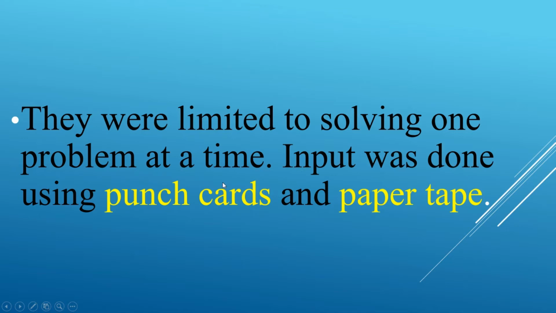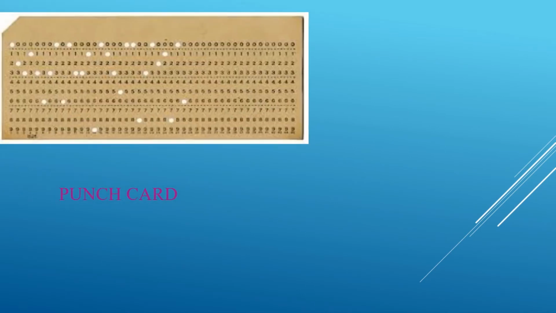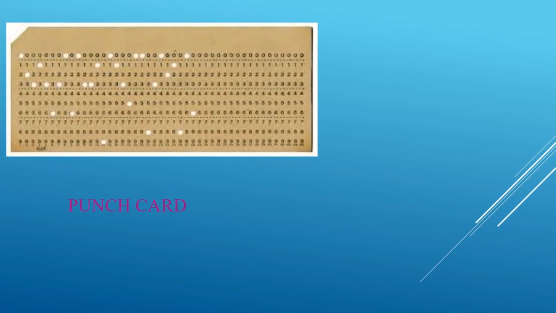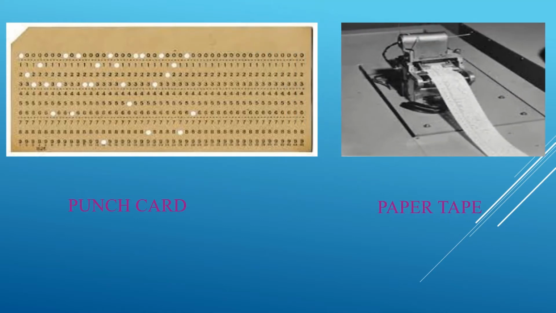Input was done using a punch card and a paper tape. Around that time, they were not using a keyboard as we have now. They were using a punch card, so the punch card was acting as the input device, as the keyboard. We also have a paper tape, which was a strip of paper with an inscription of holes on it, and each hole or absence of a hole gives a reading.